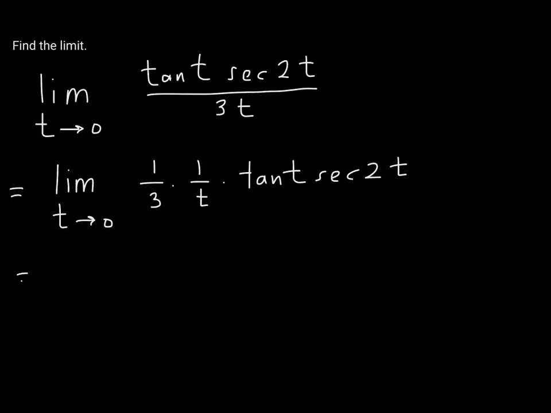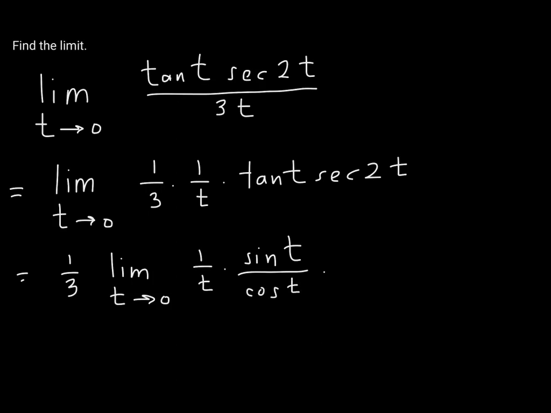I want to continue rewriting this. So first of all, we can pull out the 1/3 as a constant. So 1/3 times the limit as t goes to 0. Now I have 1 over t times tangent of t, which by the quotient identity is sine of t over cosine of t, and secant of 2t, by the reciprocal identity, is equal to 1 over cosine of 2t. All right, very good.